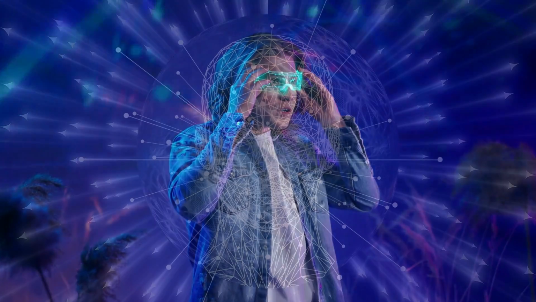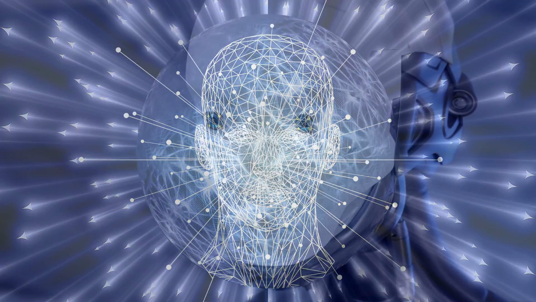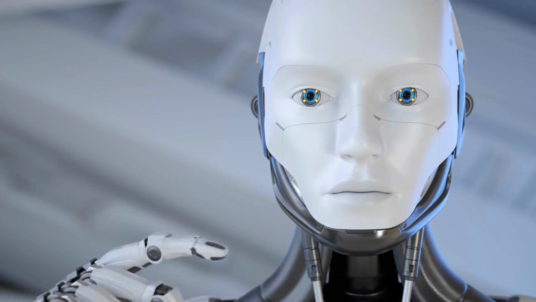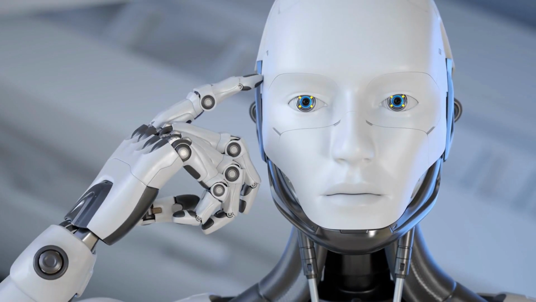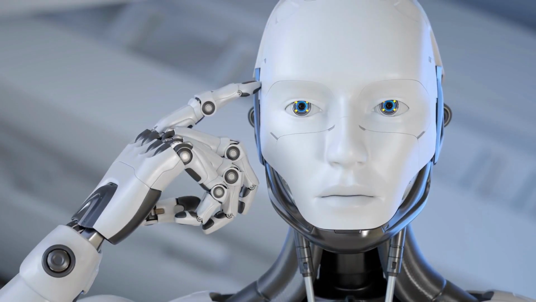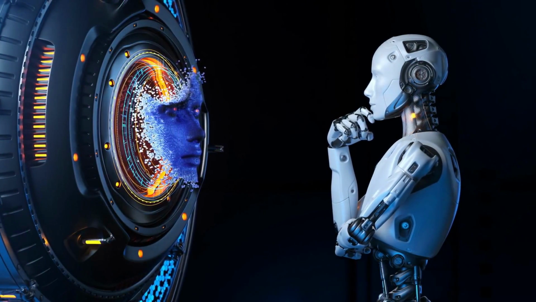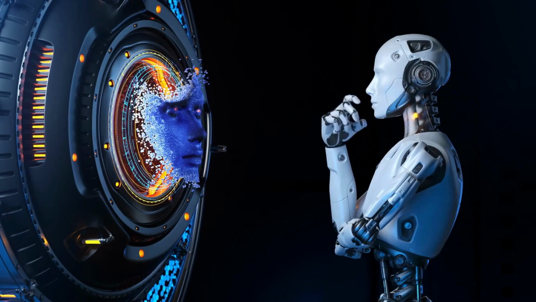At its core, AI is the ability of machines to perform tasks that typically require human intelligence, such as recognizing patterns, making decisions, and learning from experience. The key to AI is data. Machines are trained on vast amounts of data, allowing them to recognize patterns and make predictions.